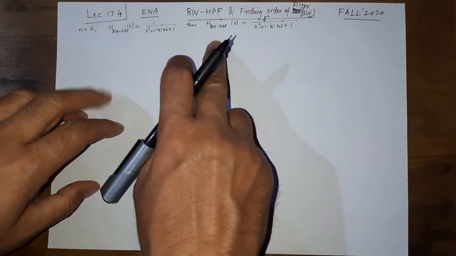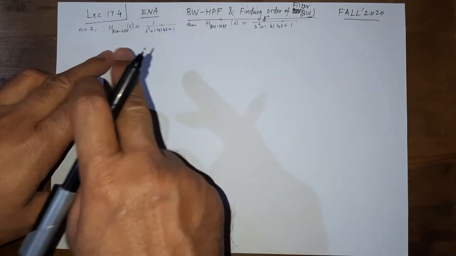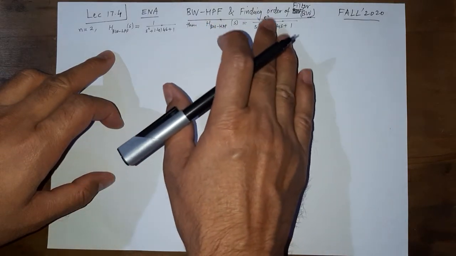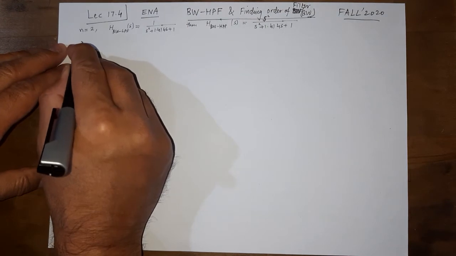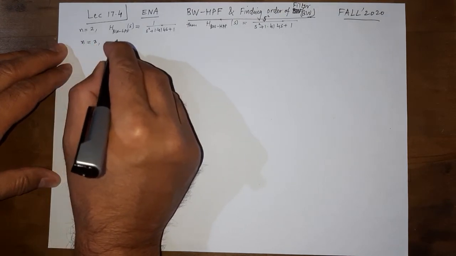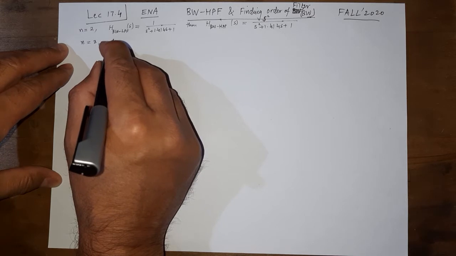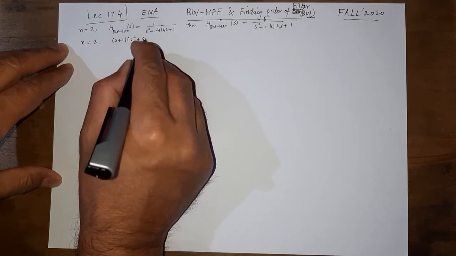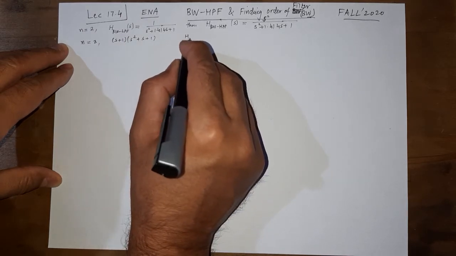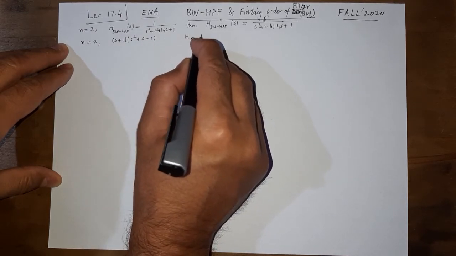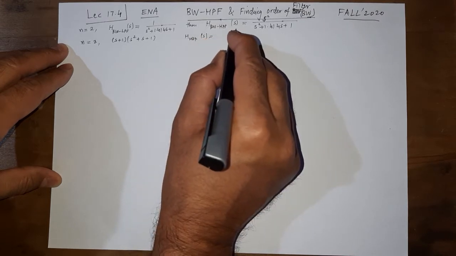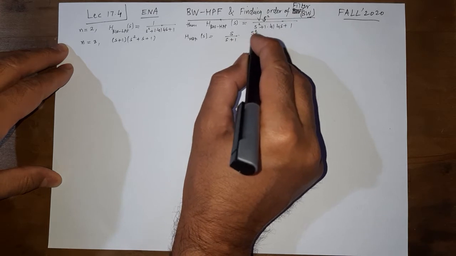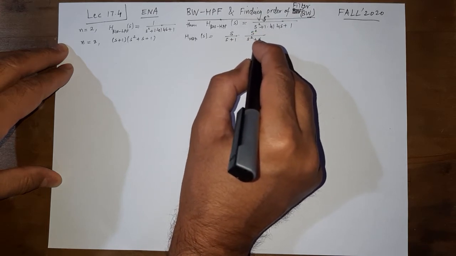So you see, basically, for a high pass filter, the same polynomials are valid. It's only the numerator that changes. So for example, for n equal to 3, the polynomials were (s plus 1) into (s square plus s plus 1). Then for a high pass filter, H(s) would be s cube, actually s over s plus 1 into s square over s square plus s plus 1.